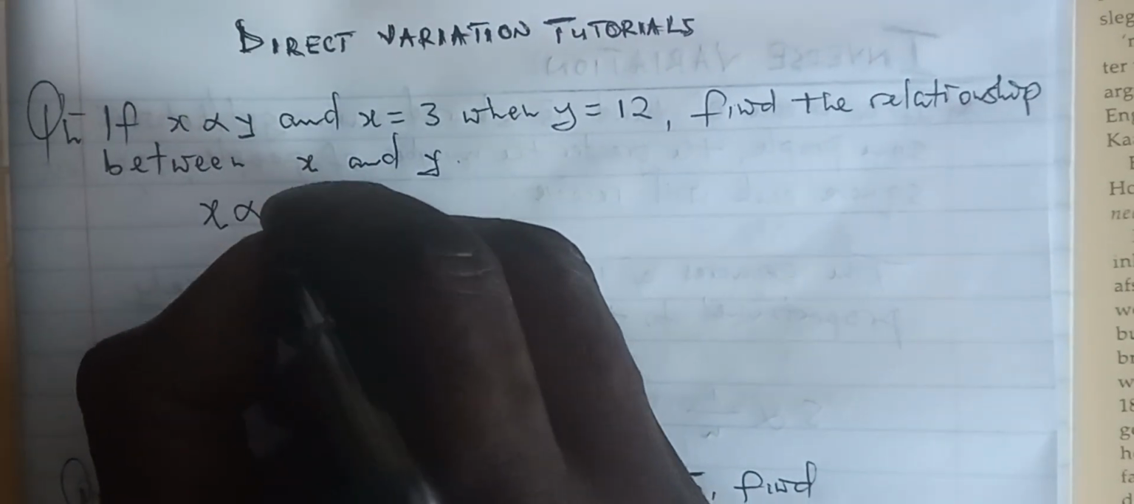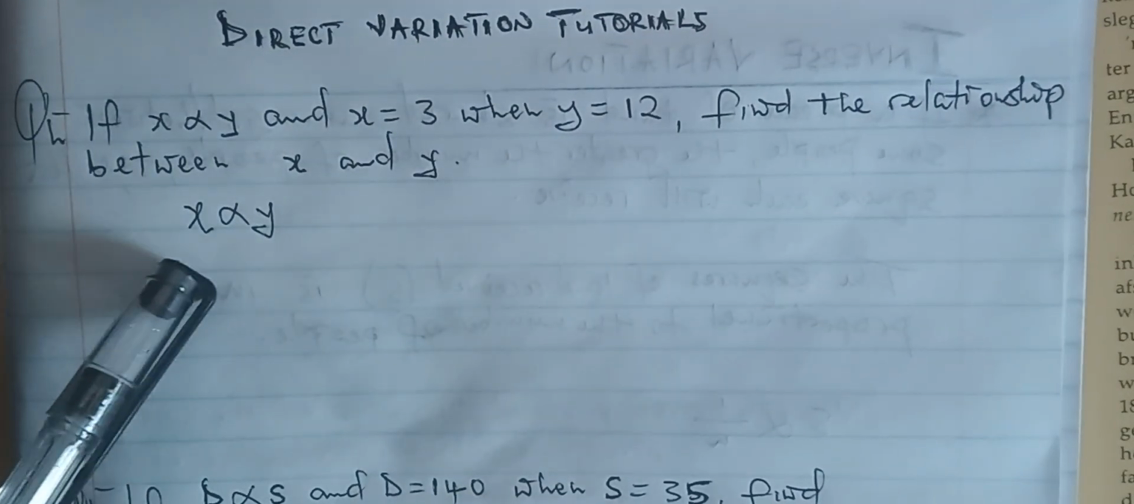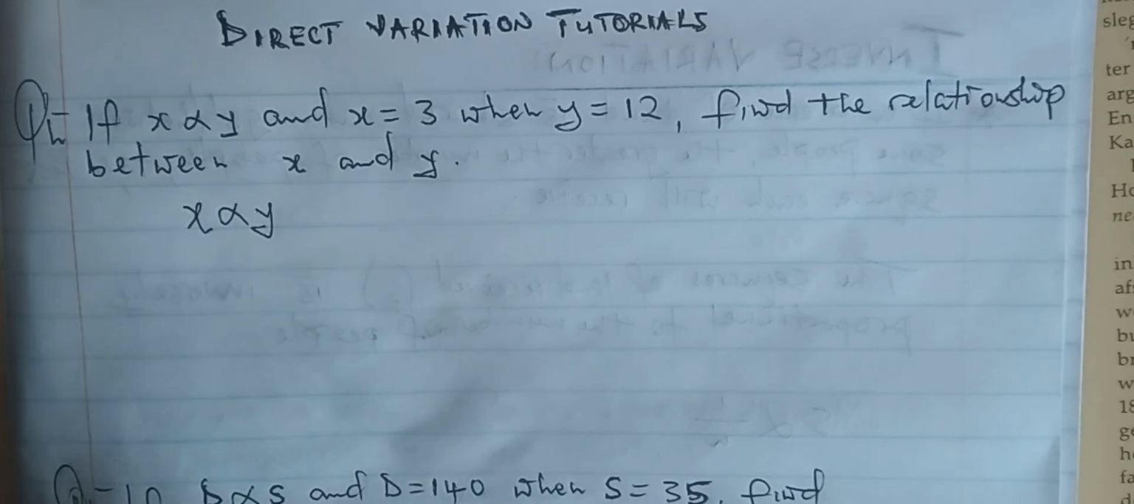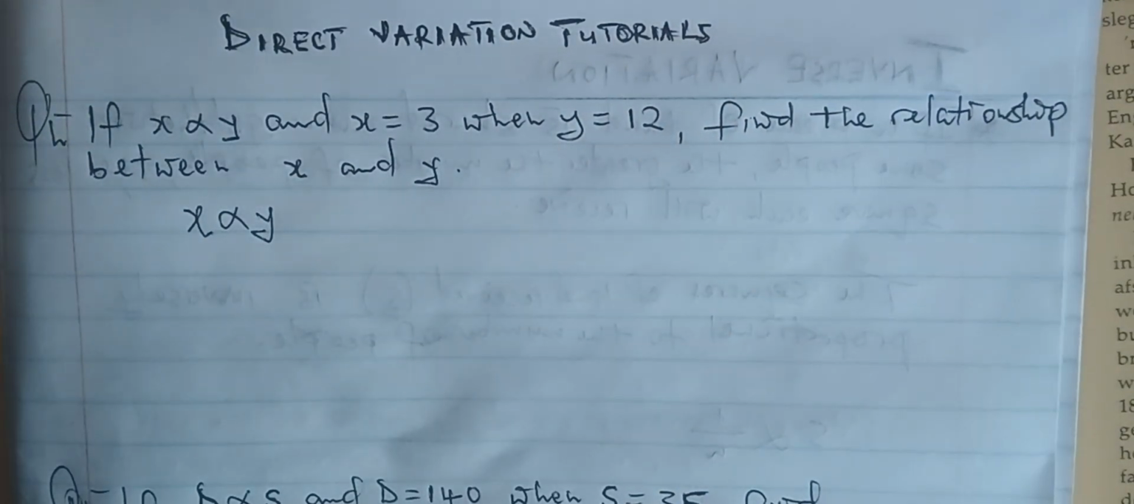x varies directly with y. This is what the statement is saying. And then we are going to introduce a constant, and mostly our constant is represented by the variable k. So it is going to be x is equal to ky.